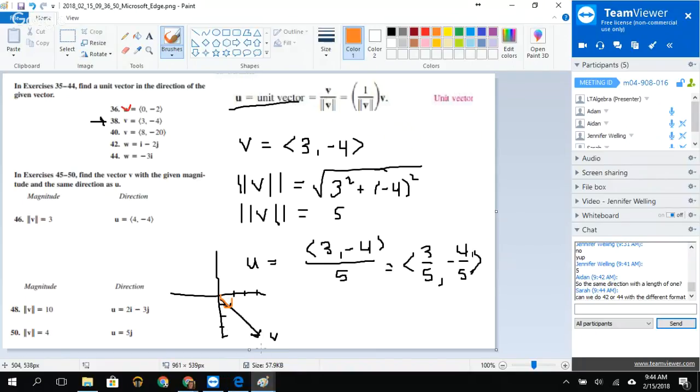And Aiden, just to bring that full circle, like what you just said. So Aiden said, so it's the same direction with a length of 1. You can prove that if you took 3/5 squared plus 4/5 squared, you're going to get 1 for a unit vector. So you're basically finding 1 unit vector in the same direction.